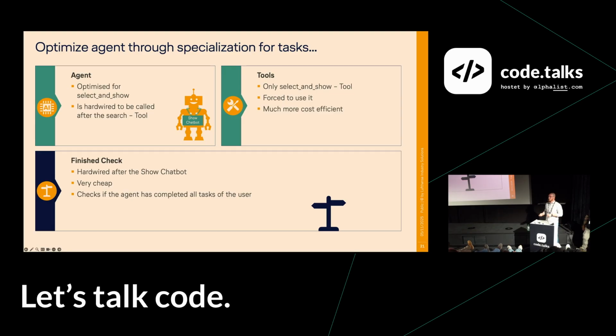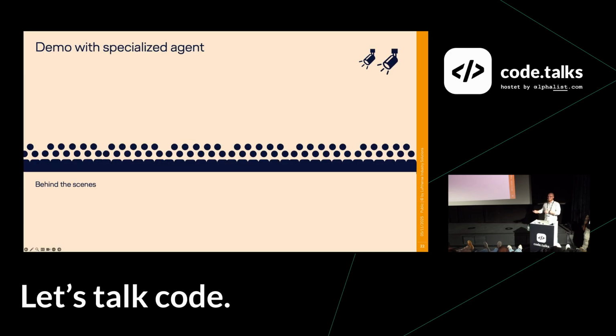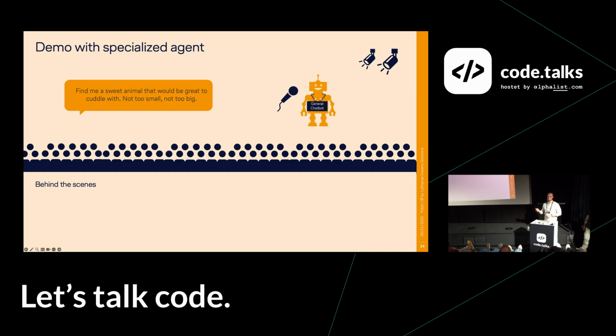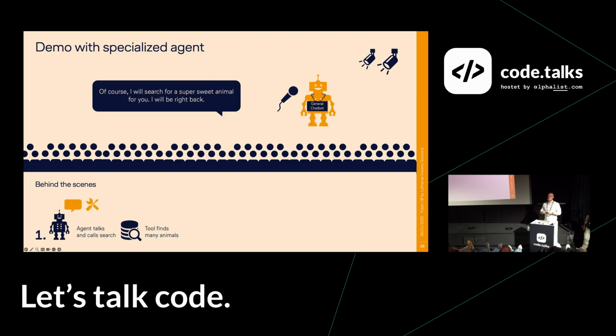And what I would like to show you is how this actually looks in the demo that we just did if you implement those two things. So imagine we have the same scenario. We have the stage. A user request pops up: find me a sweet animal, same as before. We pull up our main agent. And then that main agent does the same thing as before. It just talks and it executes a search call.